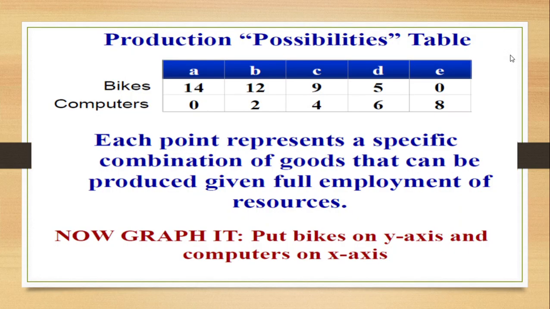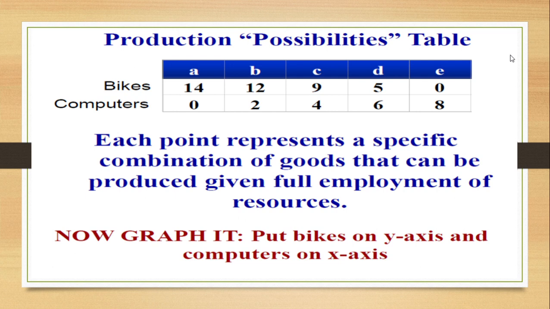So let's look at this table. You can call it production possibility table or production possibility schedule. So this is a table that shows that a particular country is producing 2 goods, bicycles and computers. And it has different points, point A, point B, point C, point D, point E. Now in economics, most of the time when we draw a table, what should come to mind is we are going to translate the table into a curve. So each point represents a specific combination of goods that can be produced given full employment of resources.